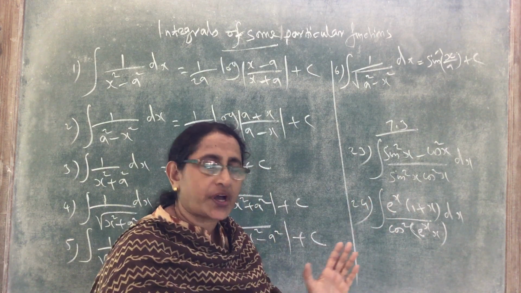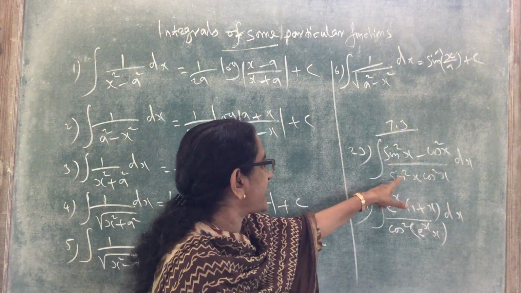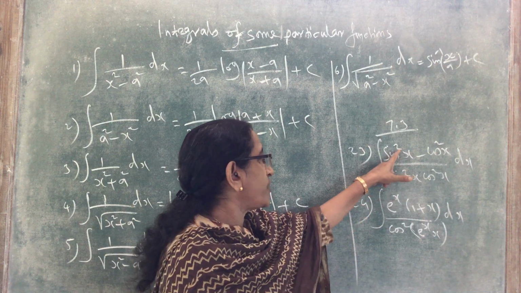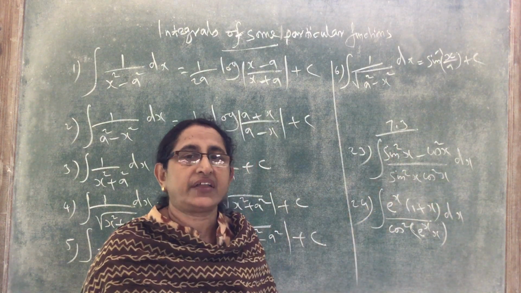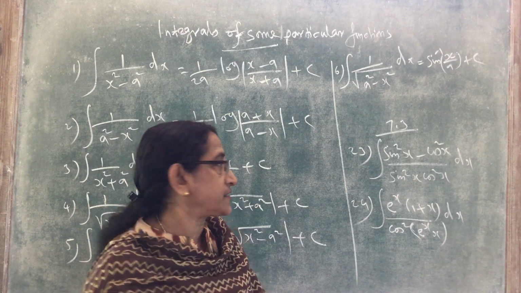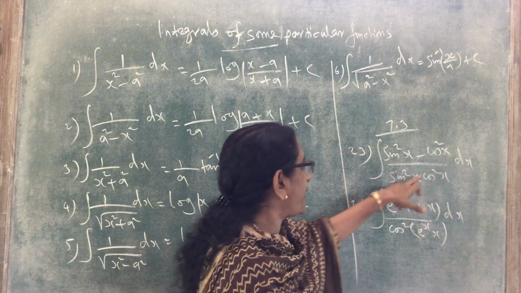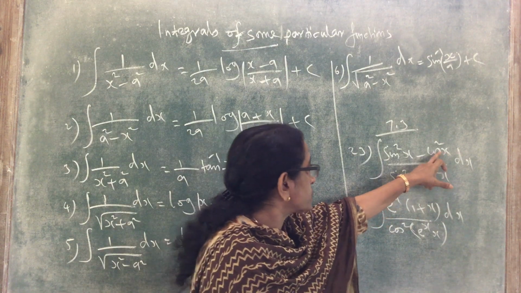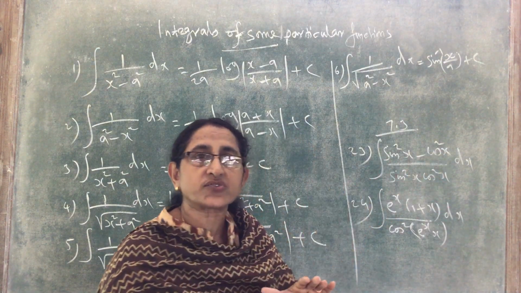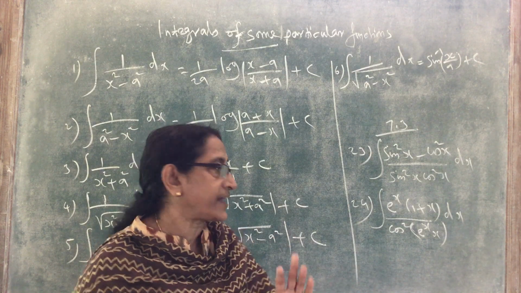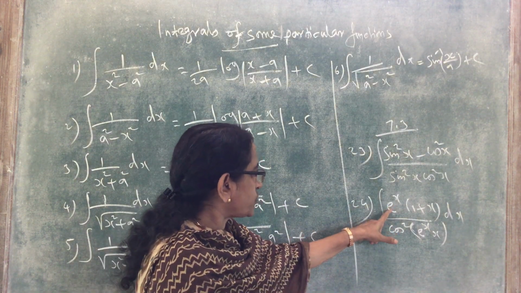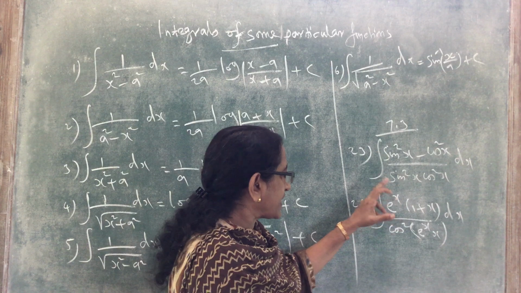Just split into two terms. First term, sin²x by sin²x cos²x. So sin²x will be cancelled and we will get 1 by cos²x, which is sec²x, and we know the integral of sec²x is tan x. Second term, cos²x by sin²x cos²x. So cos²x will be cancelled and 1 by sin²x is cosec²x, and we know the integral is minus cot x.